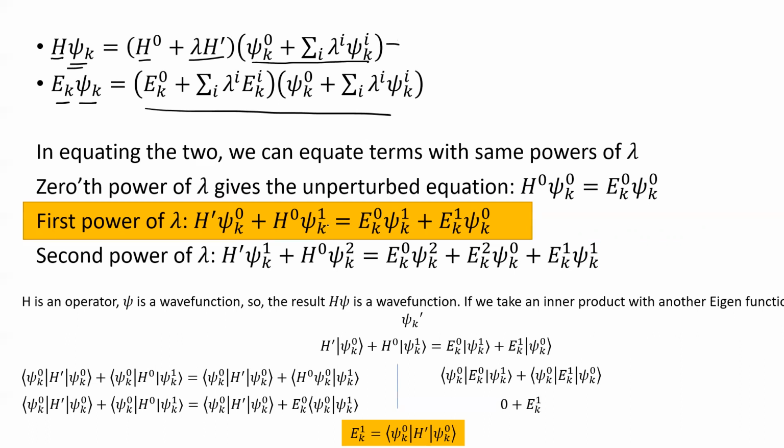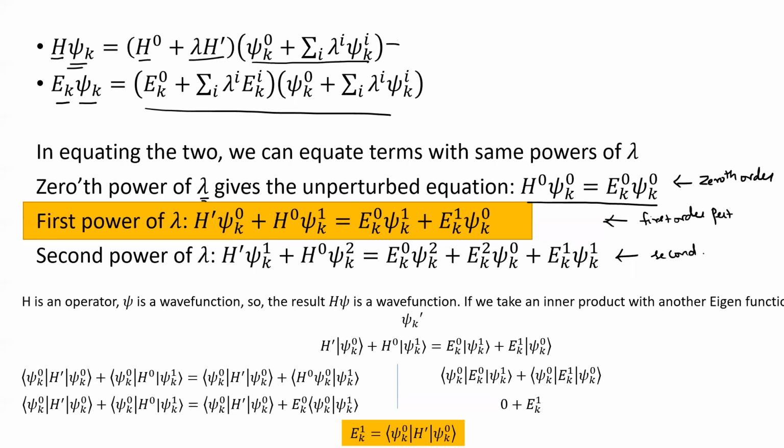So now let's look at each of these powers. The 0th lambda power is the unperturbed Schrodinger's equation, which we already know. So our equation buildup is okay. This is called the 0th order perturbation. This is called the first order perturbation. And this is second order.